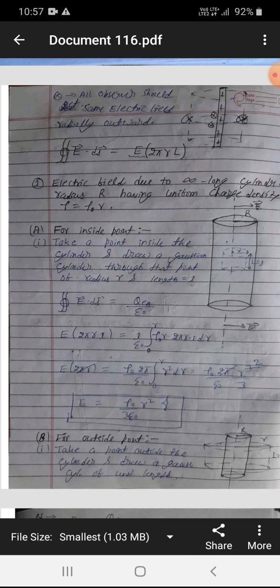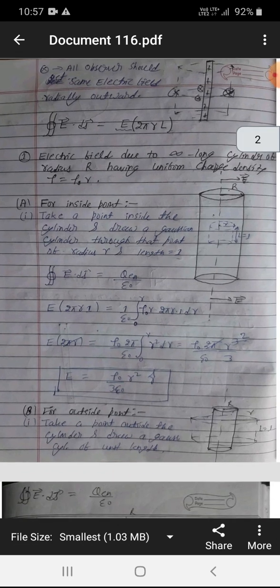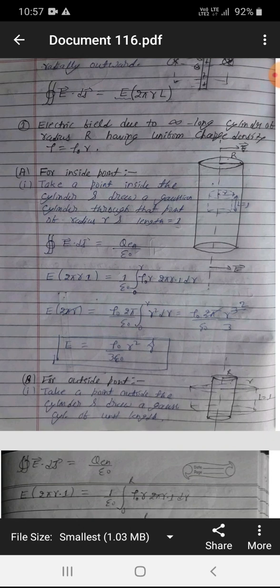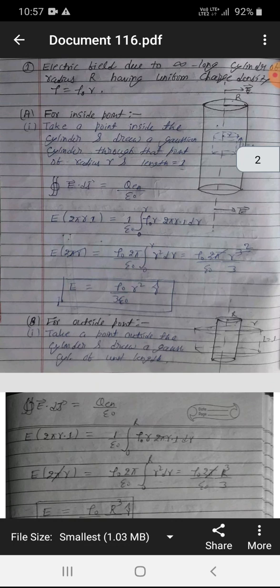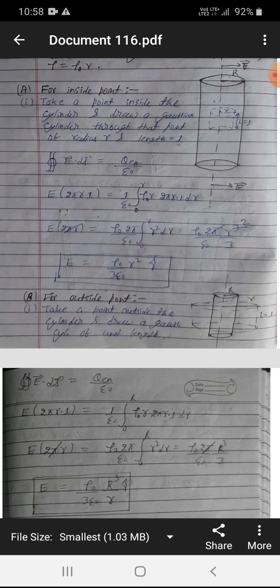So let's see. We'll now use this result to find electric field due to an infinitely long cylinder of radius R having volume charge density rho equal to rho naught r. First we will calculate the electric field at an inside point, then at an outside point. For calculating the electric field at an inside point, we draw a Gaussian cylinder of radius small r and length L, and applying Gauss law we get the integral of E dot ds equal to q enclosed by epsilon naught, and that should be E into 2 pi r into 1 equal to 1 by epsilon naught integration from 0 to r of rho naught r into 2 pi r into 1 dr, and upon solving we get electric field E equal to rho naught by 3 epsilon naught into r square r cap.